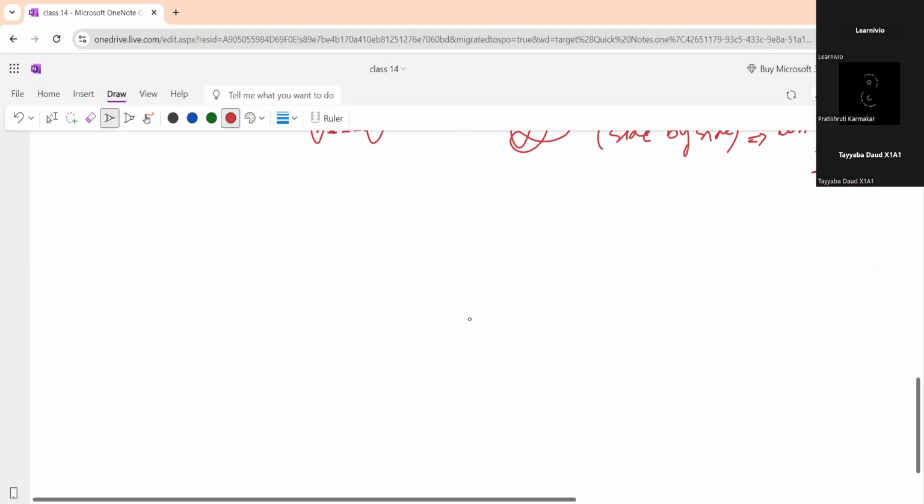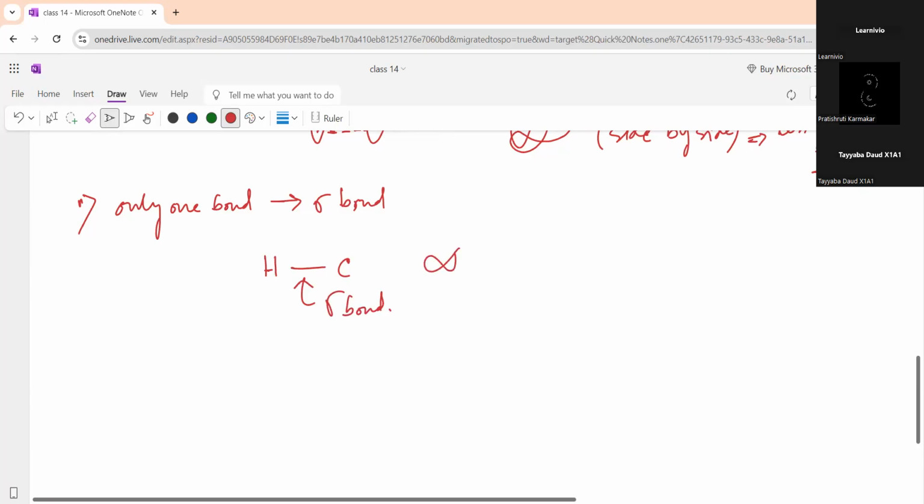Now how to understand which one is a pi bond and which one is a sigma bond? So remember, if there is only one bond between two atoms, that is the sigma bond. Let's say we have hydrogen and carbon, there is only one bond, right? So the first bond that we get is the sigma bond. And the first bond formed is due to the head-on collision, that is the face-to-face collision.